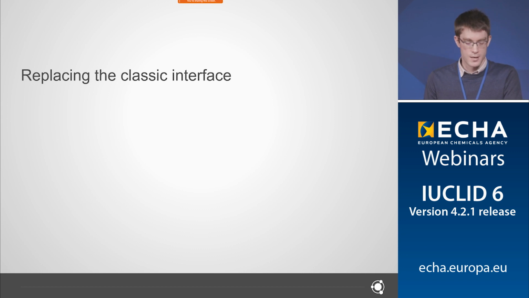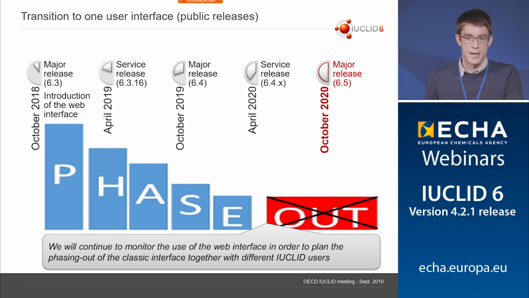So I'd like to move on now finally to the issue of replacing the classic interface. Last year, we had hoped that by this time this year we would have been able to phase out the classic interface, but based on feedback from industry, regulatory authorities, and internally here within ECHA, it's obvious that we can't do this yet. But this is still our plan to replace the classic interface with the web interface, and we hope that this will happen by October next year for the next major release of Euclid 6.5.